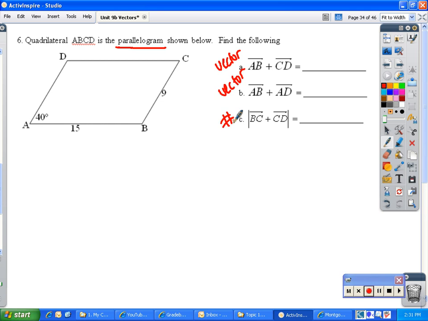For A, we want to add AB plus CD. So AB goes from here to B. CD starts from here back to D. And we want to add these two vectors together. Now I know it's a little bit hard to understand since the two of them don't connect, but we can move vectors around in space anywhere that we want them to.